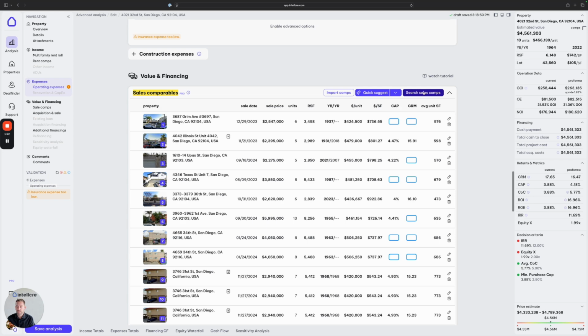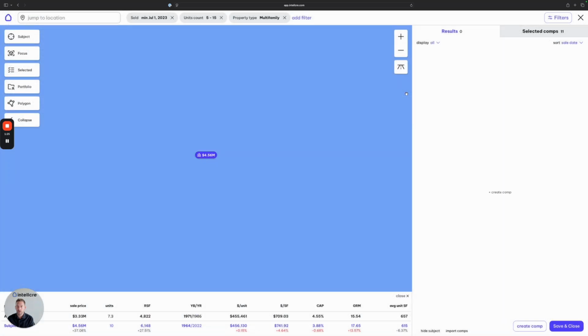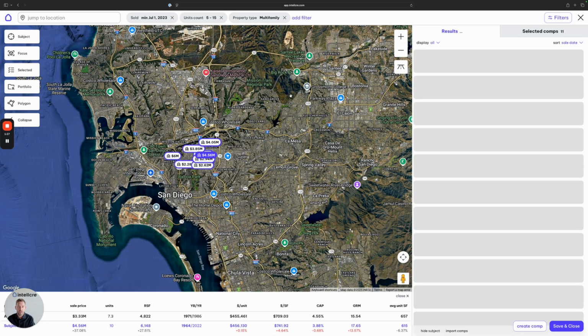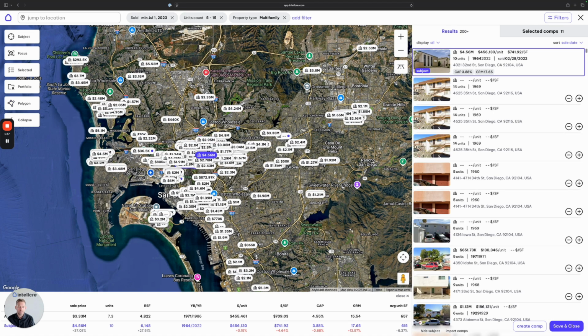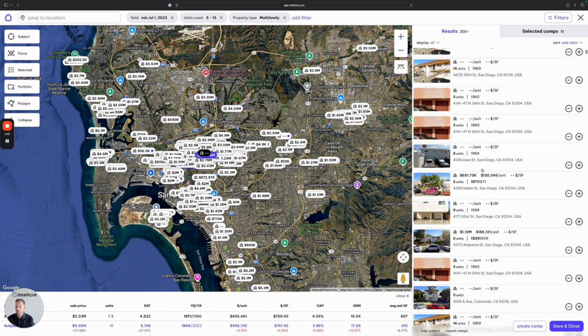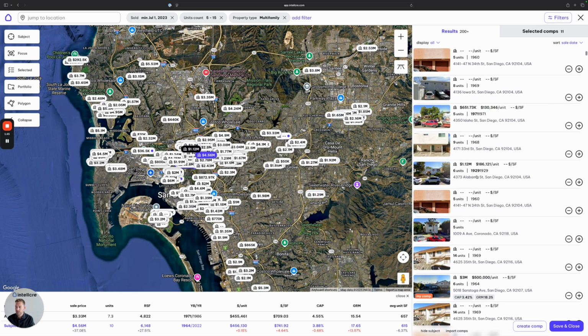And the last method would be to open the map view, and of course choose some filters that we want to use. We can use map features such as drawing a polygon to isolate a specific neighborhood where we want to look for comps, and then just go over the results and the comps that we want to work with. We simply click the plus icon to select or the minus icon to exclude, so they're not cluttering our view.